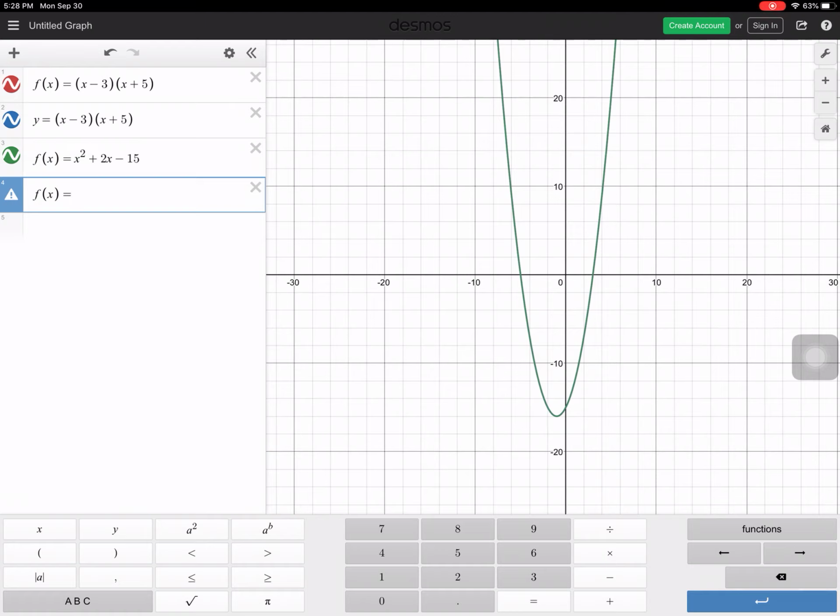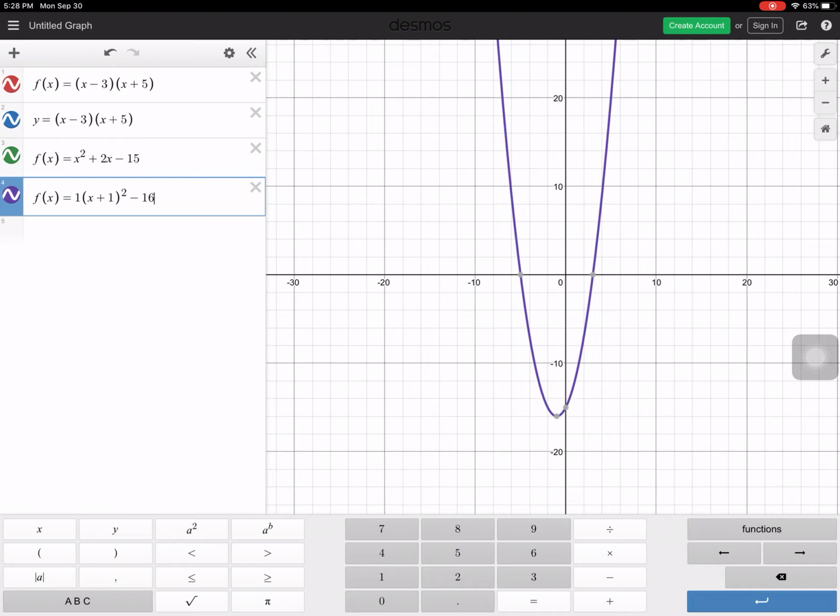Okay, f(x) is equal to, the a value is 1, so we say 1 bracket x plus 1, I believe, squared minus 16, and the purple overlaps. So you just leave it like that?